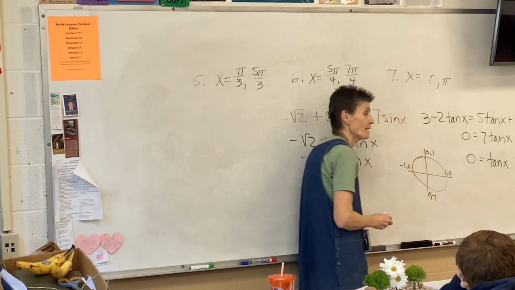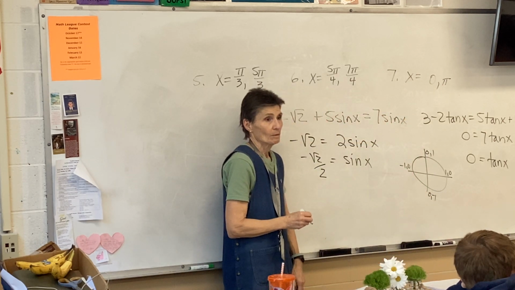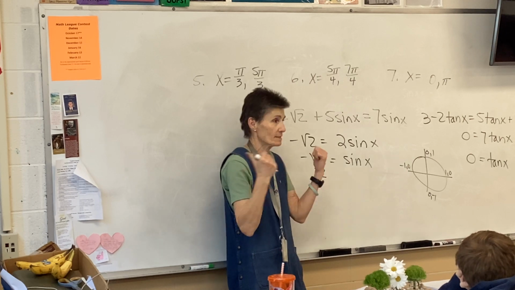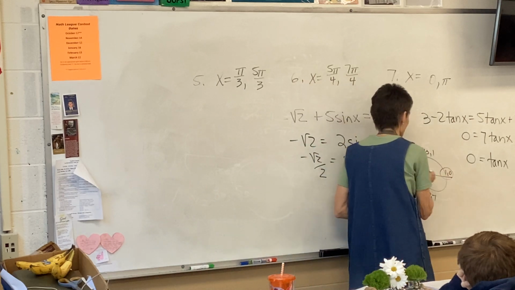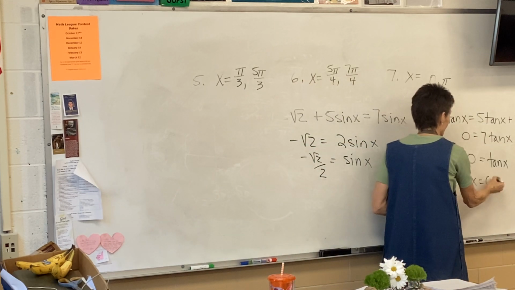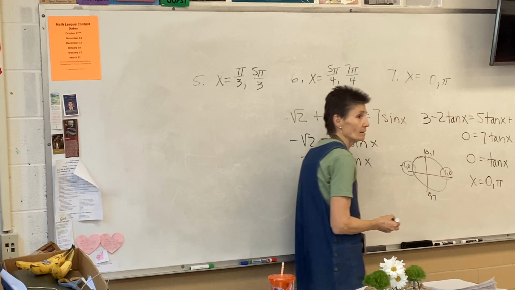Tangent is y over x. Where is y over x 0? Drew's going like this. Yeah, this is where y over x is 0. So what are my answers? 0 and pi.